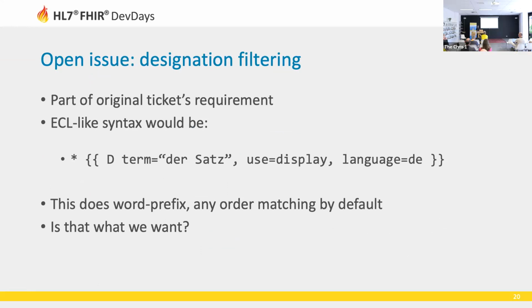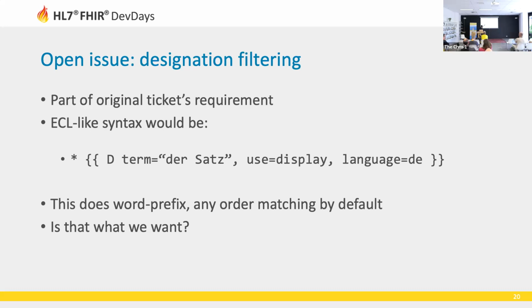Now I'll quickly go through some of the open issues. The designation filtering was one of the things that needed to be solved. I haven't done that yet. This is what it would look like in ECL. It's this double curly brackets and it's all a bit ugly and not very URI friendly. And this D makes sense in SNOMED land. It doesn't really make sense for VCL. So I'm seeking input on what people might suggest is useful there.